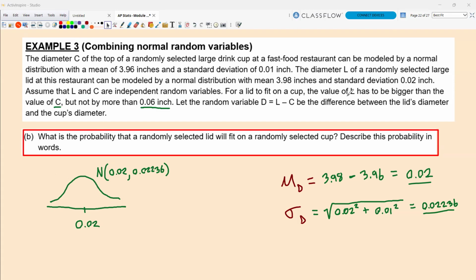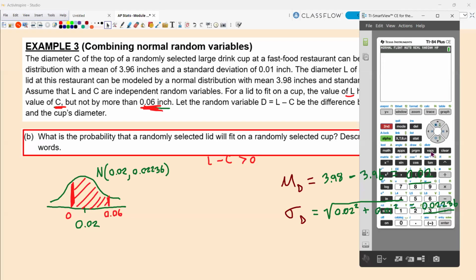So for L to be bigger than C, that means L minus C would have to be greater than 0. So I would want my boundary to be somewhere starting at 0. And it could be off by no more than 0.06 inch at the very end. So 0.06 would be somewhere over here. So what I'm looking for is shading between those two boundaries. And once again, we're going to use our normal CDF in our calculator to do the heavy lifting for us. So pull out that calculator and let's get our inputs in.